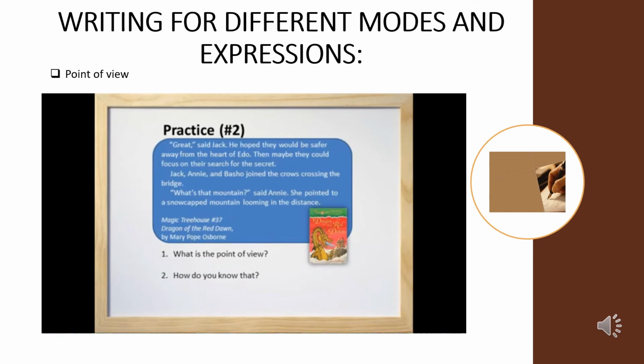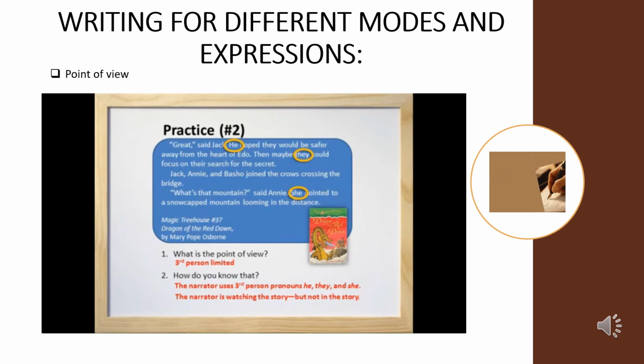Practice 2. Question 1. What is the point of view? The answer is third person limited. Question 2. How do you know that? Well, first, this narrator uses third person pronouns he, they, and she. Another reason that we know this is a third person point of view is because this narrator is watching the story, but not in the story with the characters.